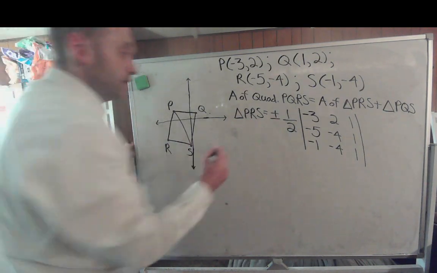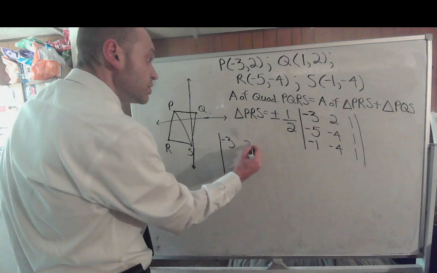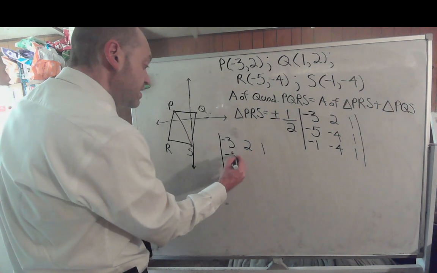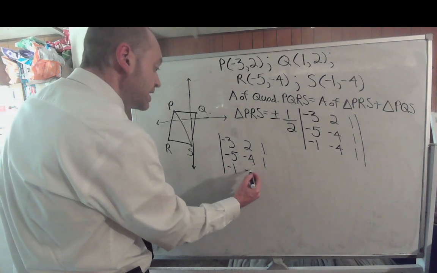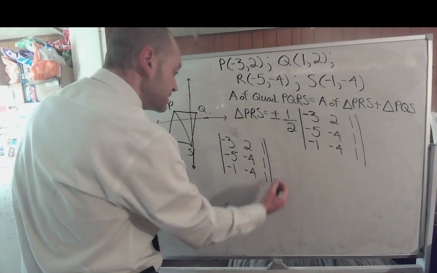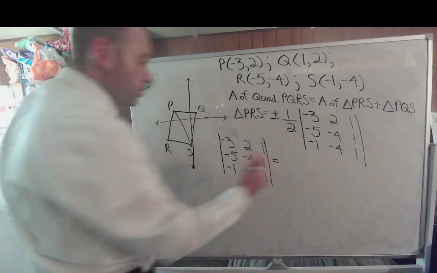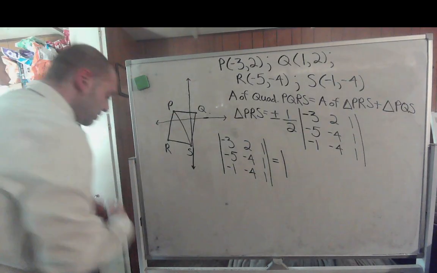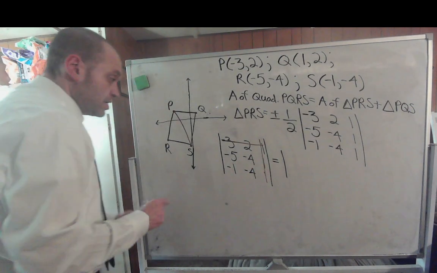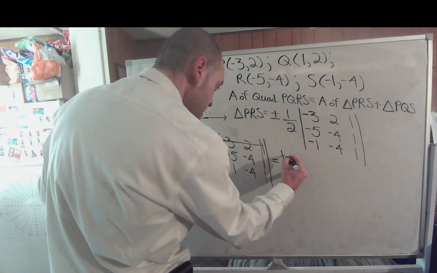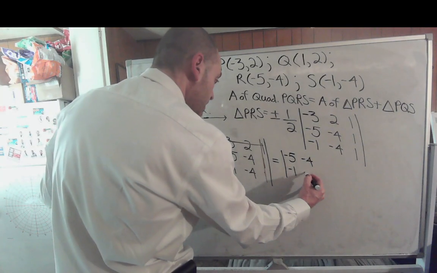Let's go ahead and evaluate the determinant. So we've got negative 3, 2, 1, negative 5, negative 4, 1, negative 1, negative 4, 1. Let's go ahead and find these determinants. So let's go down the third column. I take positive of that 1 times the resulting determinant. So let's strike out the row and column in which it occurs. You get the determinant of -5, -4, -1, -4.